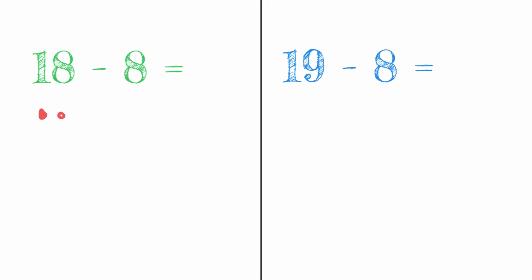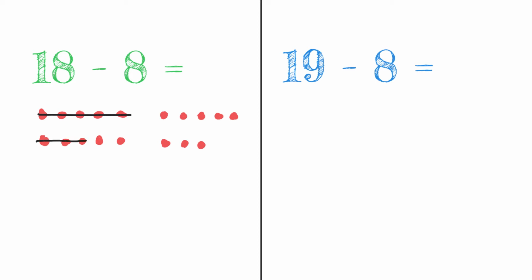So 1, 2, 3, 4, 5, 6, 7, 8, 9, 10, 11, 12, 13, 14, 15, 16, 17, 18. Okay, and now I see I have to take out or subtract 8 from my group of 18. So to show that, I'm going to cross out 8 because whenever I cross out, that models subtraction.